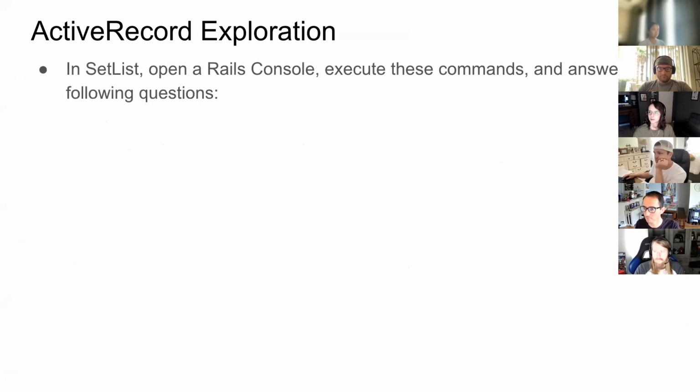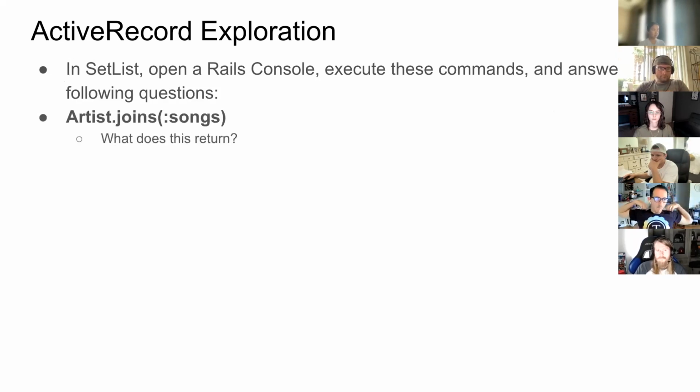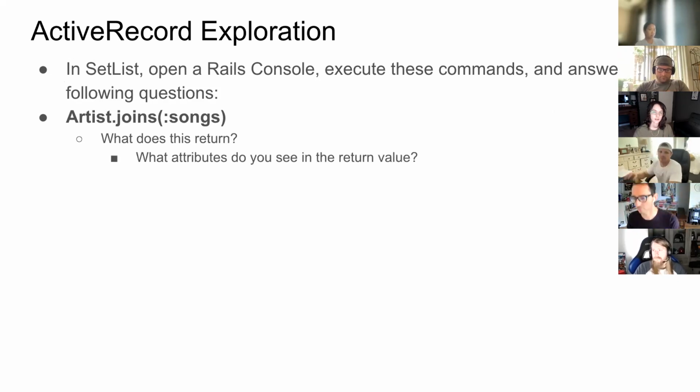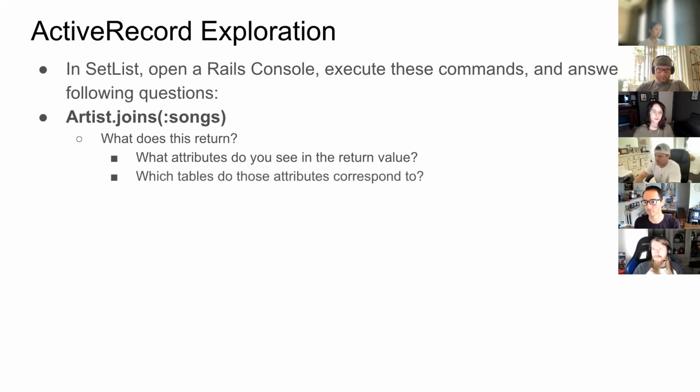So what we'll be doing with this exploration is in setlist. Well, first, one person will be screen sharing, and then the other person, or if you're in a group of 3, the other 2 people will do some navigating and try to drive some discussion here. But whoever is screen sharing will open a Rails console and will be executing these commands, and you all should discuss the following questions together. So here's the first command. We'll be interested in knowing what this returns. What attributes do you see in the return value? Which tables do those attributes in the return value correspond to? So we're starting to work with some Active Record joins, right?